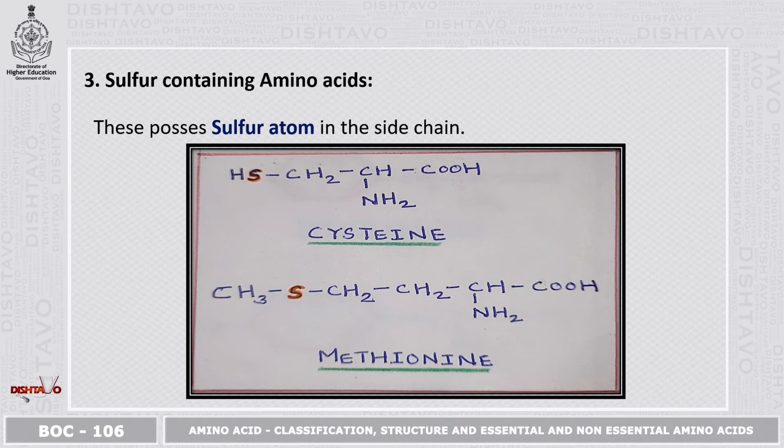Next one, we have sulfur containing amino acid. So these possess the sulfur atom S. As you can see in the structure of cysteine, here is the S, that is sulfur. In the case of methionine, another example to cite under sulfur containing amino acid, we have sulfur here. So this is the only difference. In the side chain, we will have the S, that is sulfur, attached.